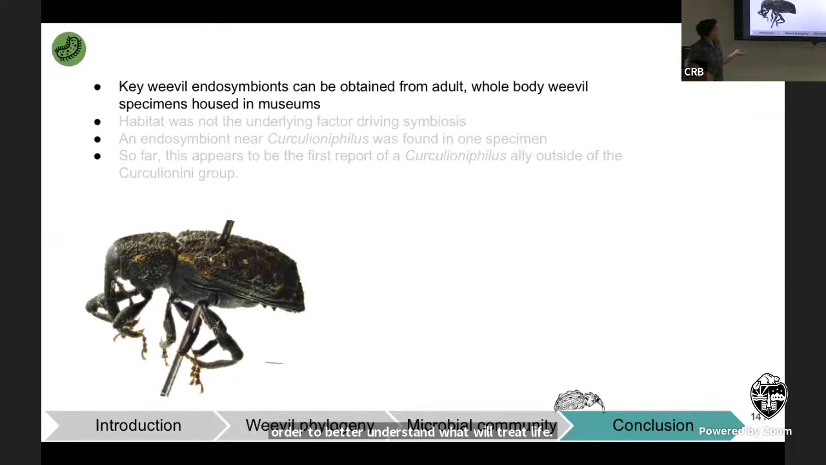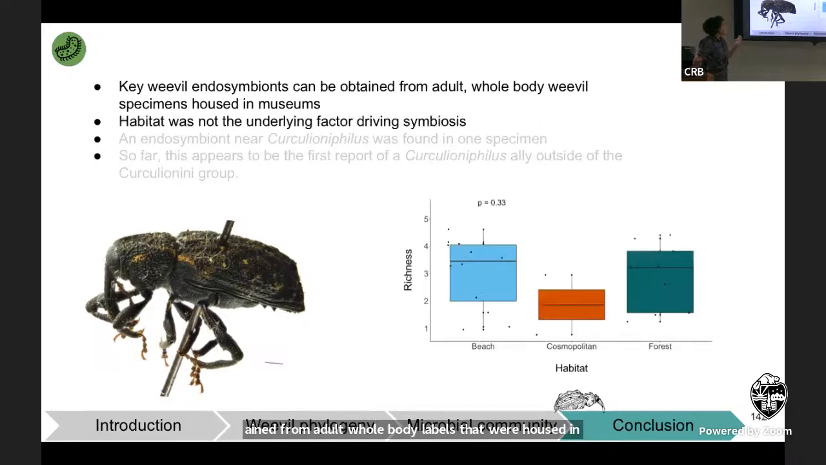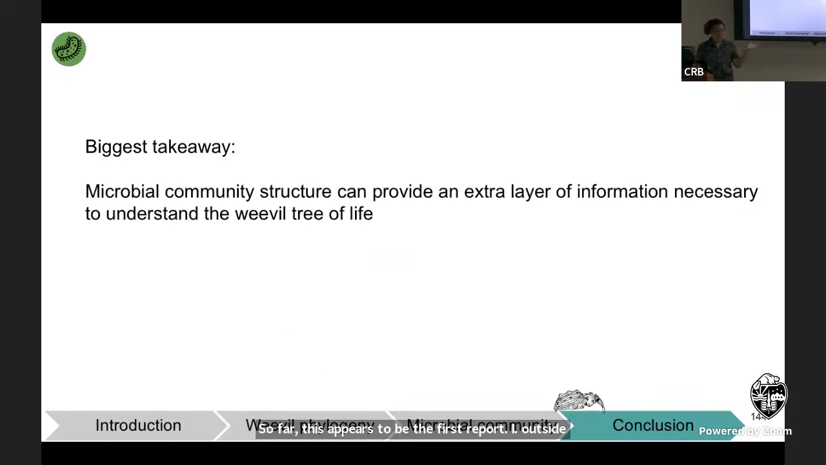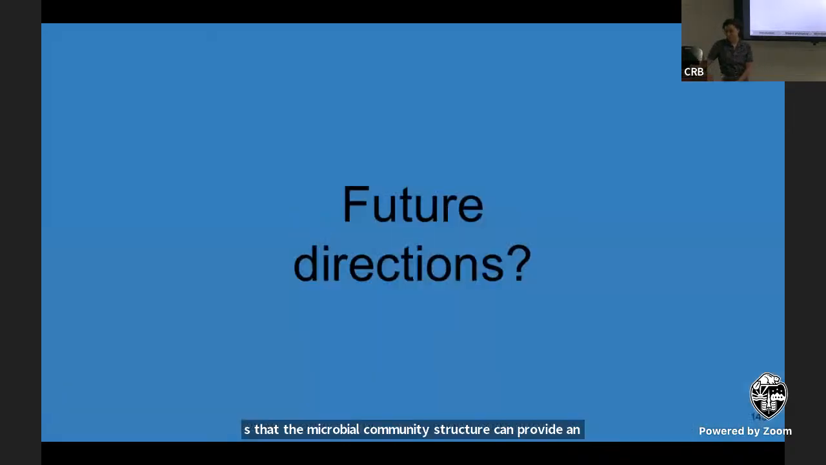With the microbial data, I found a lot. I learned a lot. So I found that weevil endosymbionts can be obtained from adult whole body weevils that were housed in museums. I also found that habitat was not the underlying factor driving symbiosis. And I also discovered an endosymbiont, maybe near Curculionophilus, found in one of my specimens. So far, this appears to be the first report of a Curculionophilus ally outside of the Curculion group, which is really cool. My biggest takeaway, though, from the microbial part was that the microbial community structure can provide an extra layer of information necessary to understand the weevil tree of life.